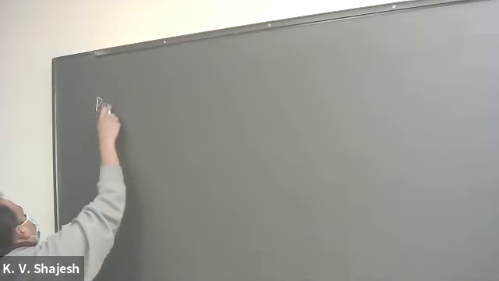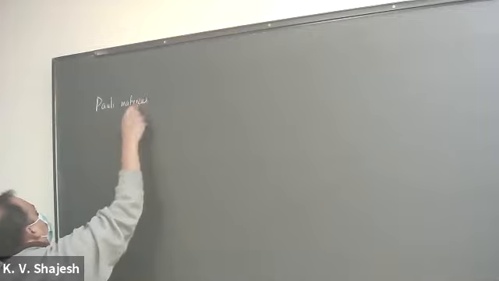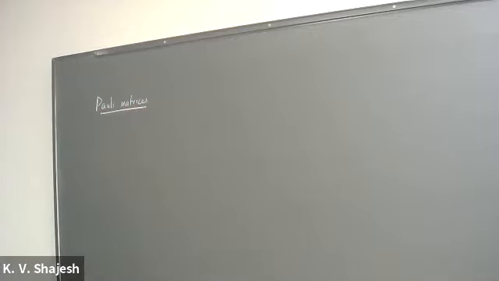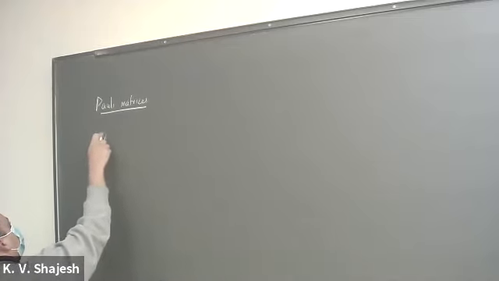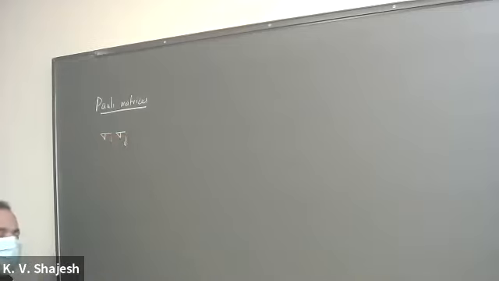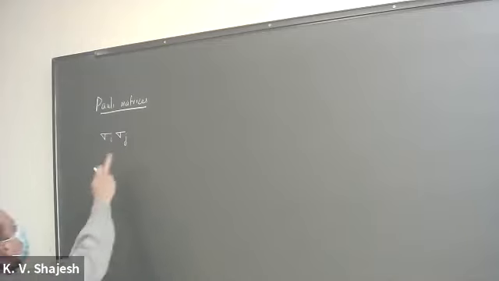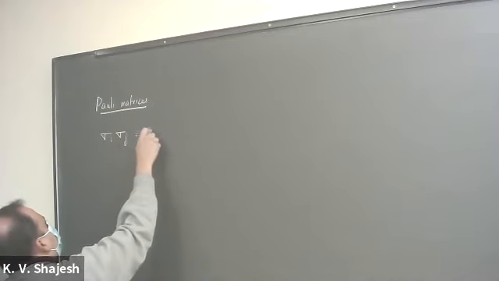So we have talked about Pauli matrices a little bit last time. We said that pretty much all their characteristics are decided by what is called the algebra of Pauli matrices. It basically tells you what happens if you multiply any two of them.